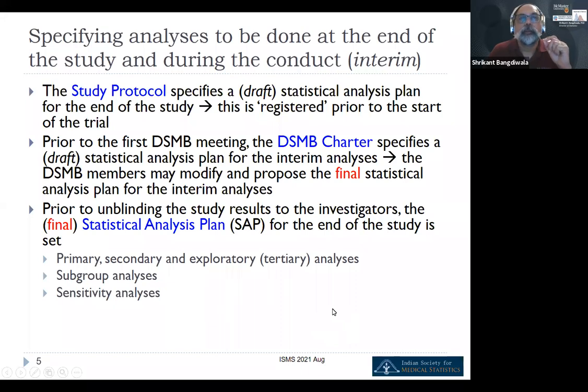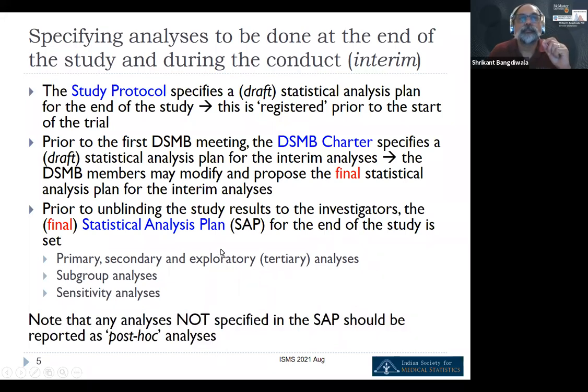Now, if an analysis is not specified in the SAP, it should be called a post hoc analysis. Once you start looking at the results of the study, people are unblinded to the results. They will think, oh, why don't we do it this way? Why don't we do it that way? Those are analyses done after you've seen the data, and regulatory agencies say you must call those post hoc analyses.